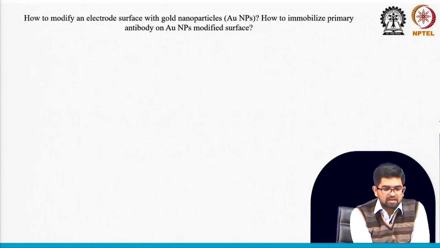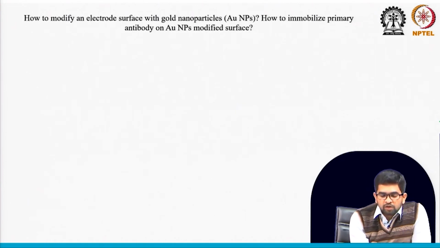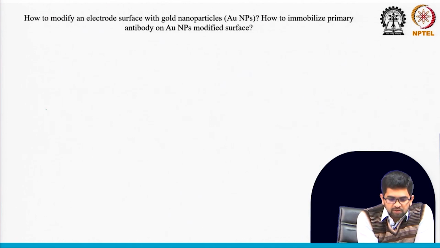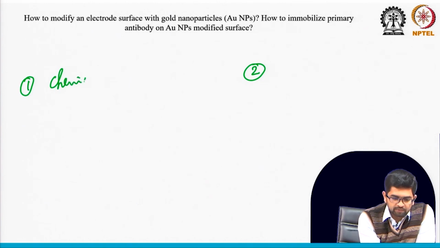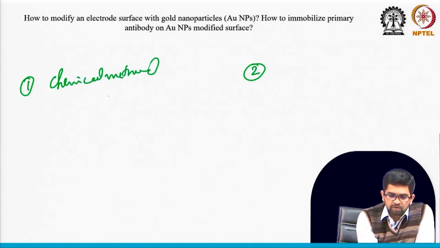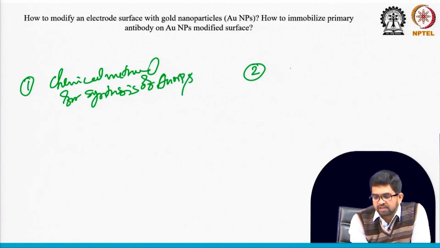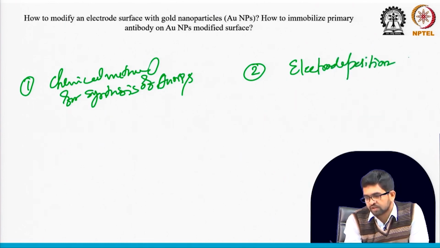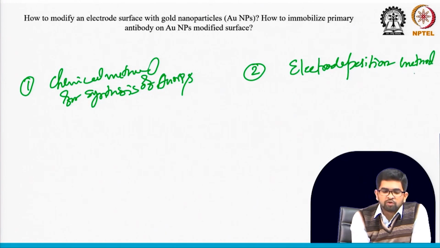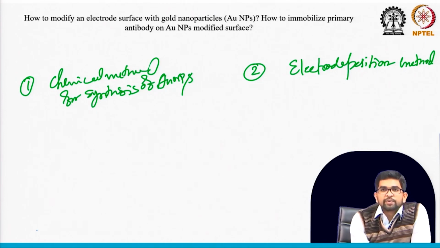Let's come to the second question. How to modify an electrode surface with gold nanoparticles? I taught you two methods. One is the chemical method for synthesis of gold nanoparticles, right? And another method is the electrodeposition method. So you can show both methods for your gold nanoparticle modification on the electrode surface.